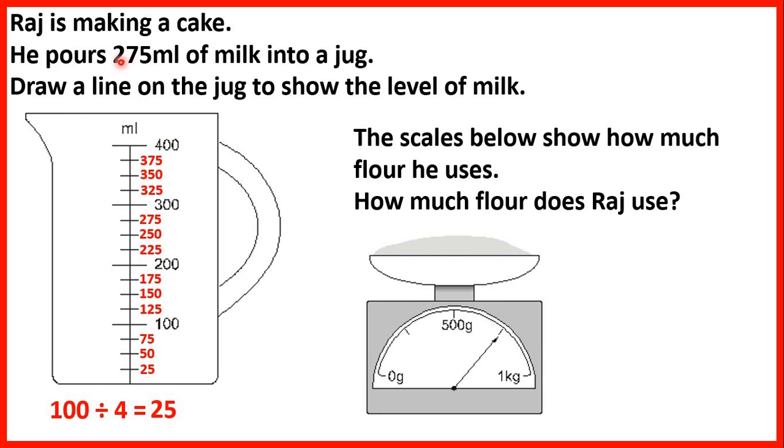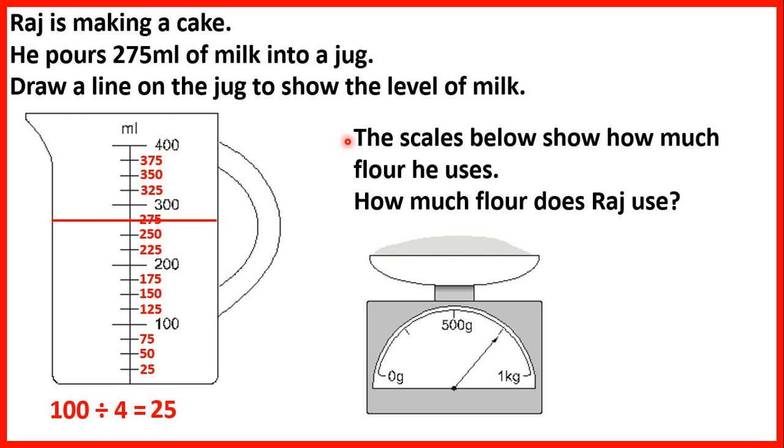So to find 275, we can find 200, and then adding 25 with each line, we have 225, 250, and then 275 must be this line here.